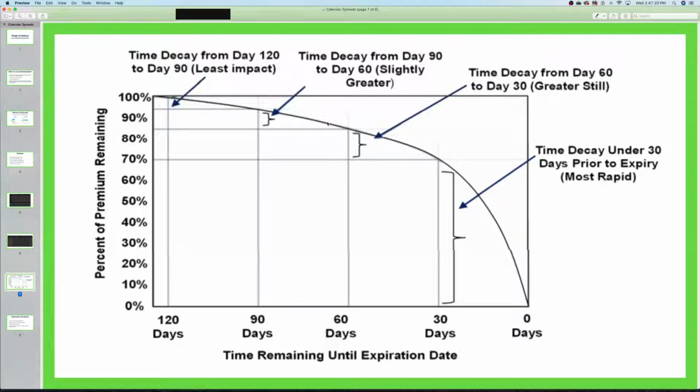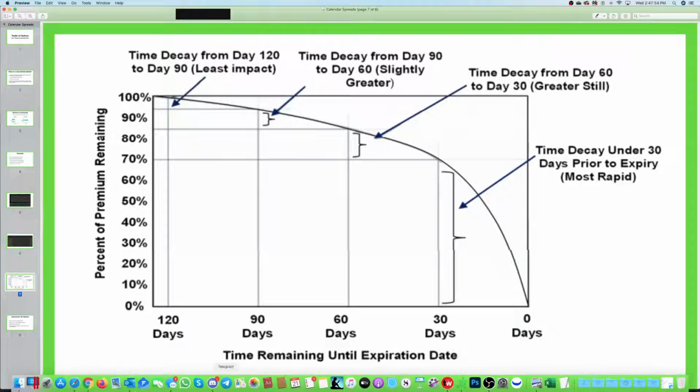So you put one of these trades on, and as long as price stays somewhere inside that profit tent, that area, as time goes on, the short strike will start decaying, and the price of that overall option, remember, is the long strike minus the short strike. So as that short strike is decaying faster than the long strike, the overall price of the option is increasing. And that, in a nutshell, is how you make money.